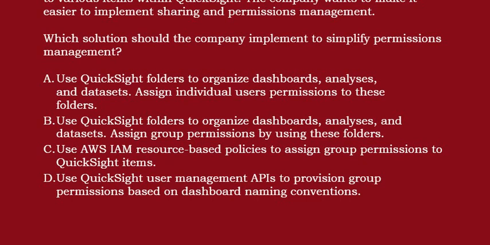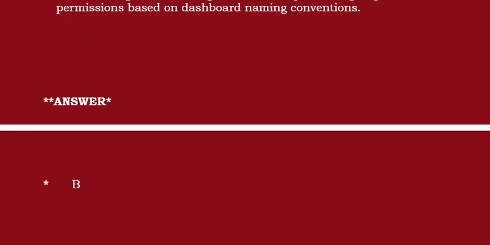Option C. Use AWS IAM resource-based policies to assign group permissions to QuickSight items. Option D. Use QuickSight user management APIs to provision group permissions based on dashboard naming conventions. Correct answer is option B.